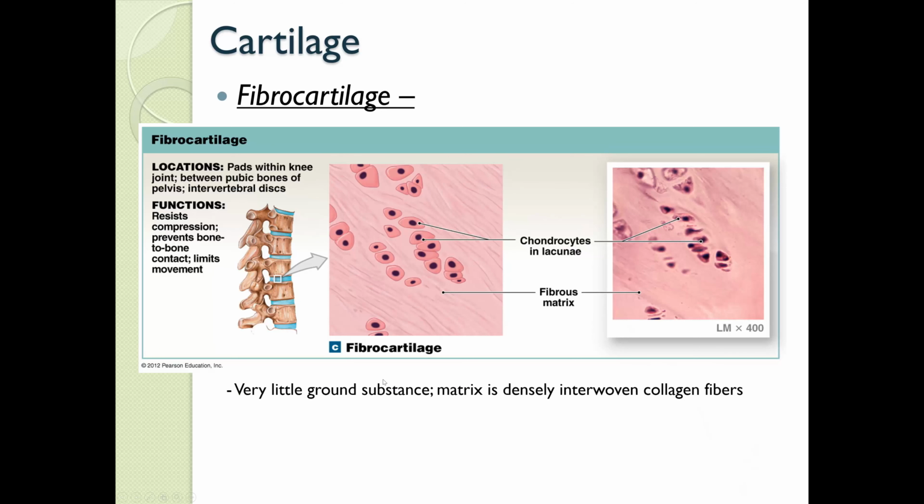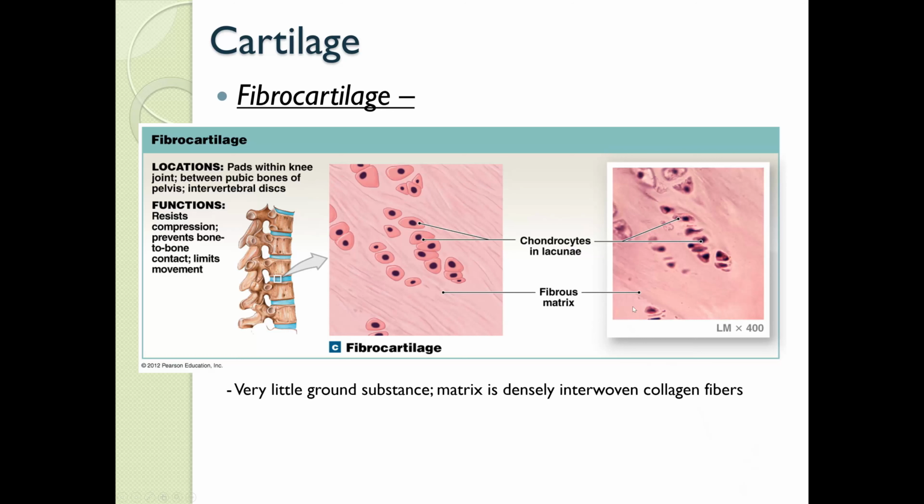So fibrocartilage has the least amount of ground substance of any of the 3 types of cartilage. So there's very little ground substance. That means it's much more dense and firm than the other two cartilage types. And the matrix is densely interwoven collagen fibers.